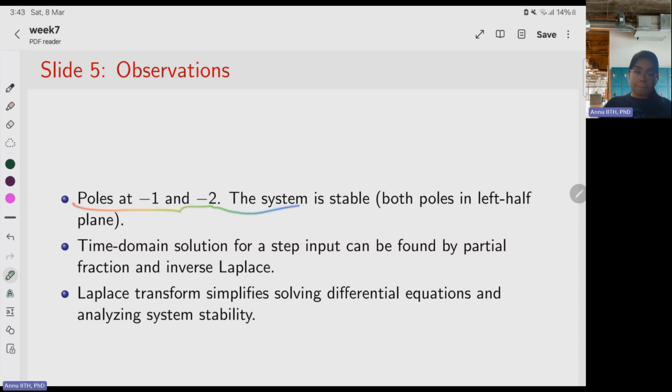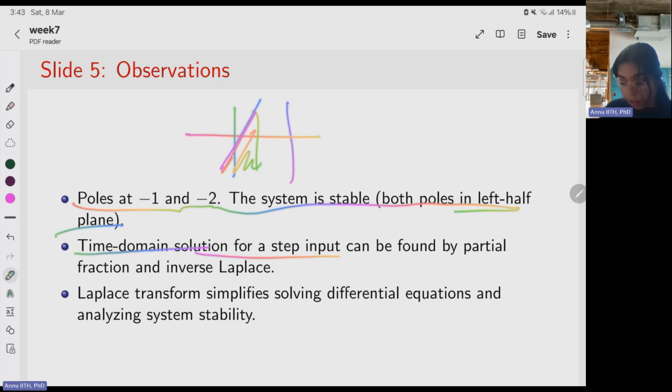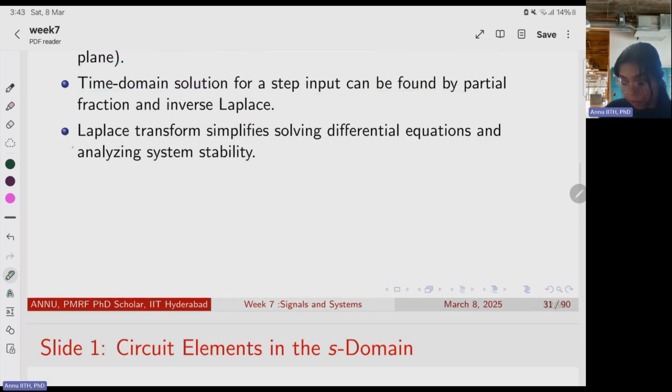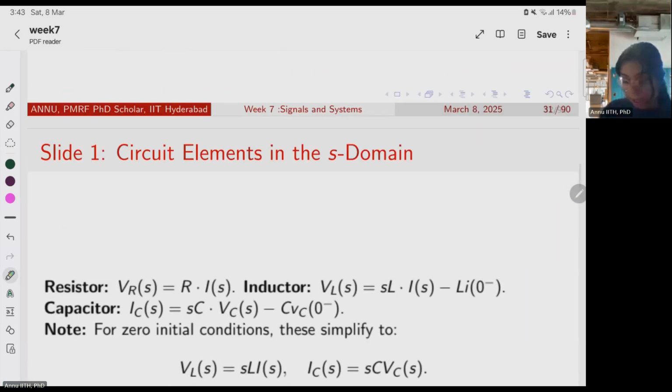So what are some key observations? Suppose s minus 1 is 2. It's not stable. Both poles are in the left half plane, because they lie here and here, so all in the left half only. The solution for the step input can be found with partial fractions and inverse Laplace transform. The Laplace transform in differential equations is used in system stability.